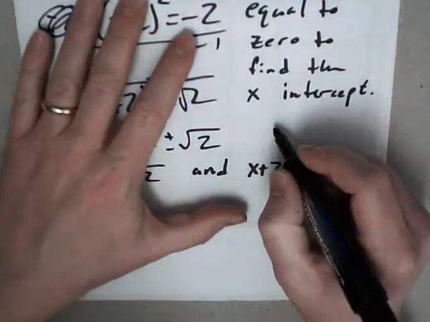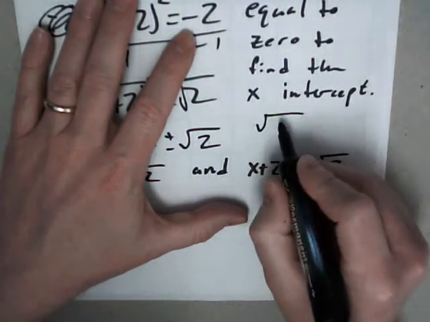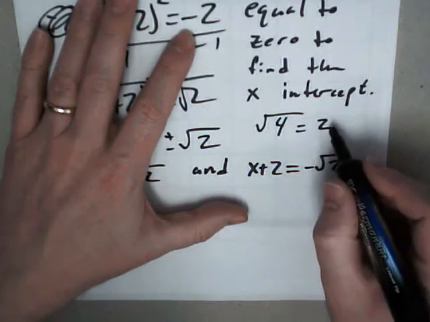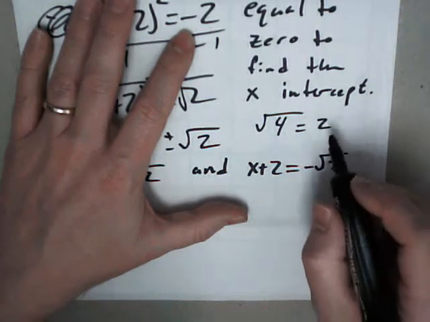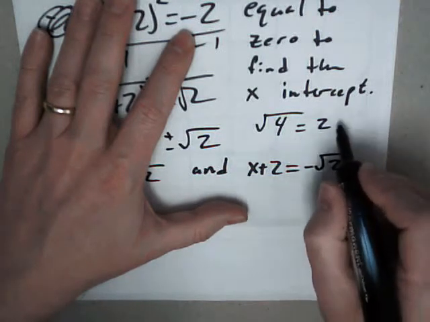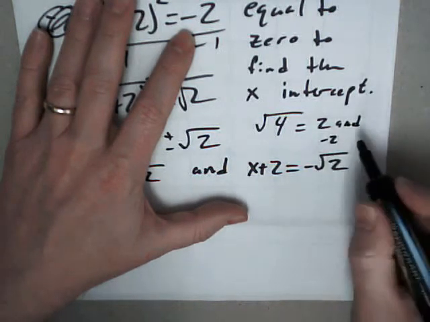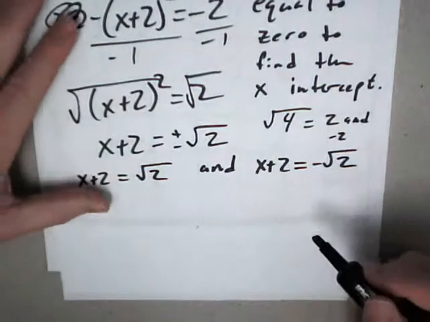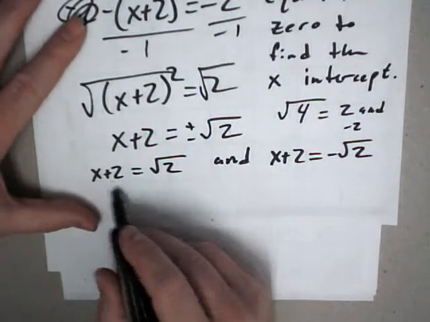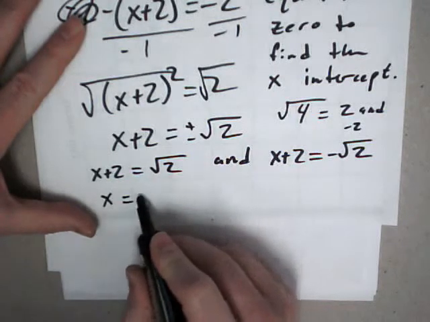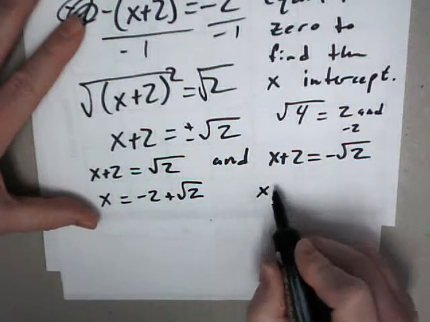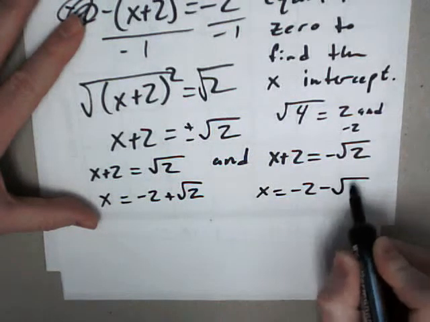The reason why is, if you took the square root of 4, the square root of 4 is 2, because 2 times 2 is 4. But it's also -2, because -2 times -2 is 4. So there's actually 2 answers when you take a square root. So anyways, you subtract off the 2. So x equals -2 plus the square root of 2. Subtract off the 2 again. x equals -2 minus the square root of 2.